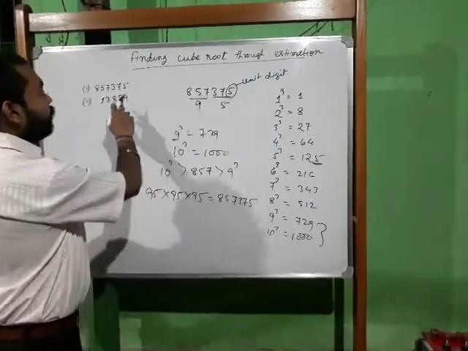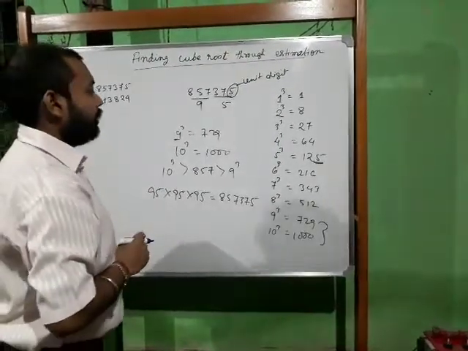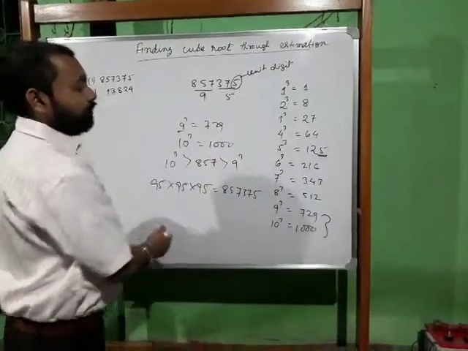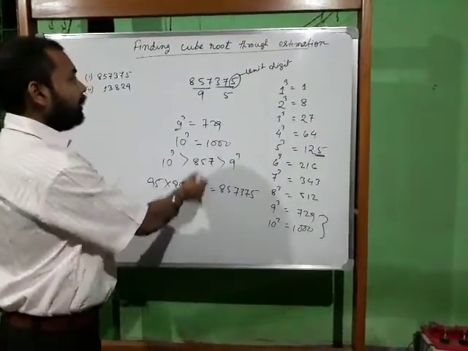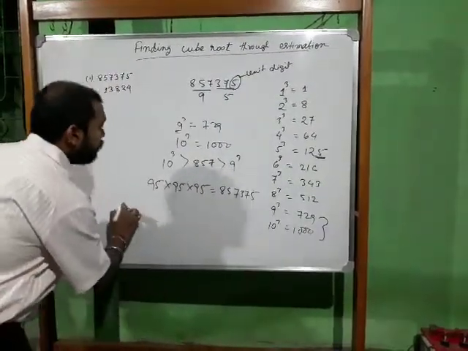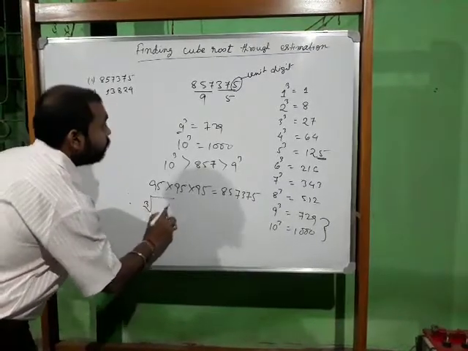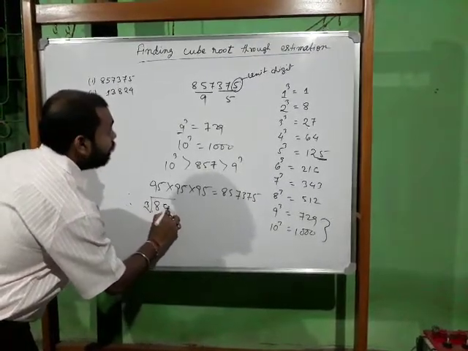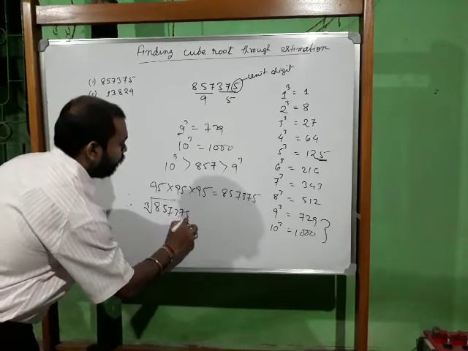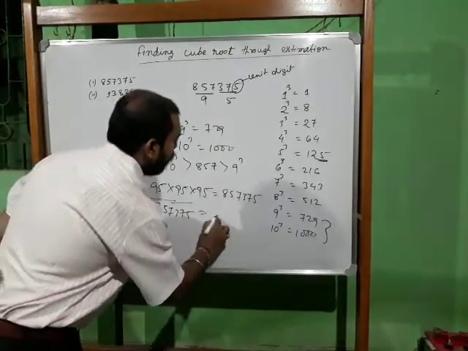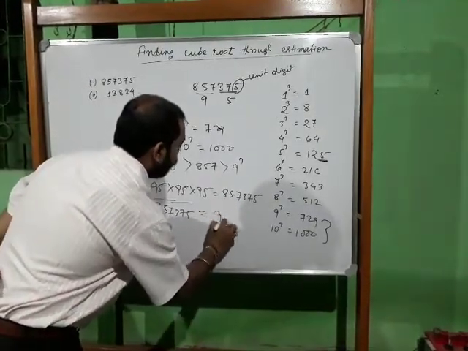So in this way, this is the estimation method. The number should be a perfect cube, only then can we use this estimation method to find its cube root. Therefore we can say that the cube root of 857375 is 95.